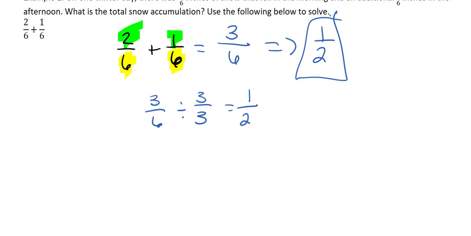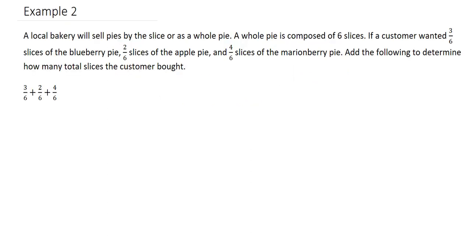Now let's go ahead and look at the next example. So example 2, we have a local bakery that will sell pies by the slice or as a whole pie. So a whole pie is composed of 6 slices. If a customer wanted 3 out of the 6 slices of the blueberry pie, 2 out of the 6 slices of the apple pie, and 4 out of the 6 slices of the marionberry pie, add the following to determine how many total slices the customer bought.